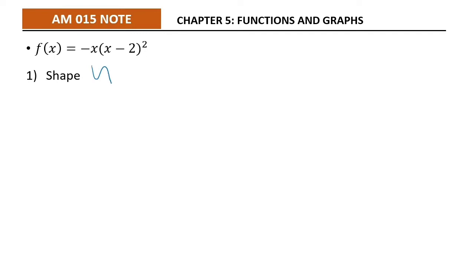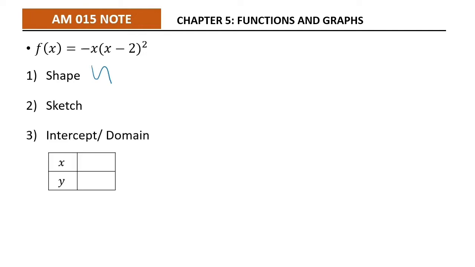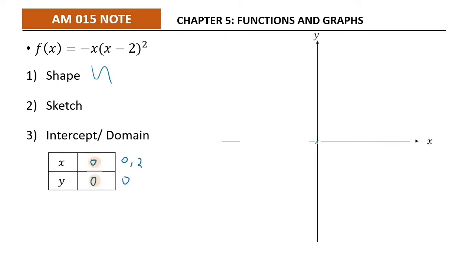And then sketch graph, intercept and domain. When x equal to 0, y equal to 0. And when y equal to 0, x equal 0 and 2. Sketch graph: (0, 0) and (2, 0). And then the shape from above to down.